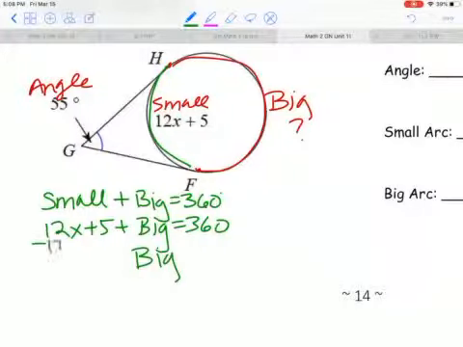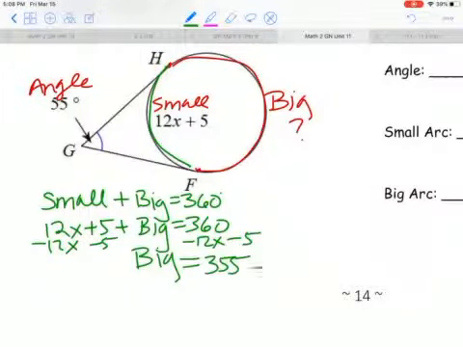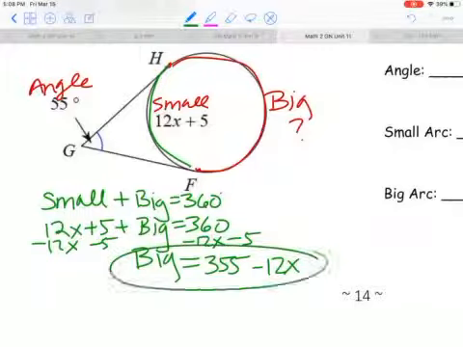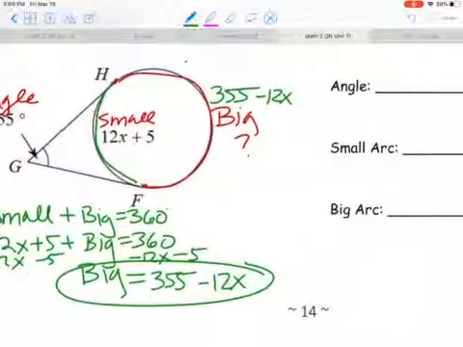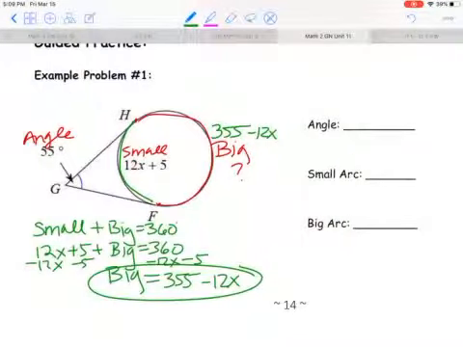So I'm going to subtract 12x and 5 from both sides. So we get big equals 355 minus 12x. So that's the equation we have that we can put right here. Now we can move on to the actual filling in the equation. So let me fill these in really quick. We have 55 now. We have 12x plus 5. And then our big arc now we have an equation for.